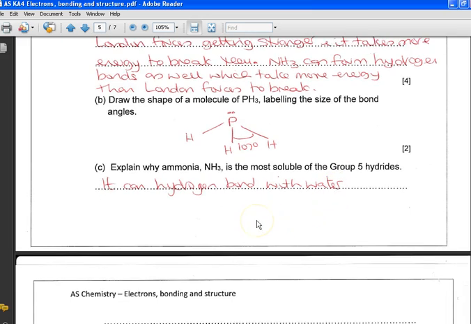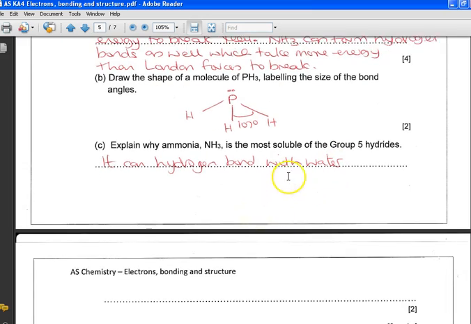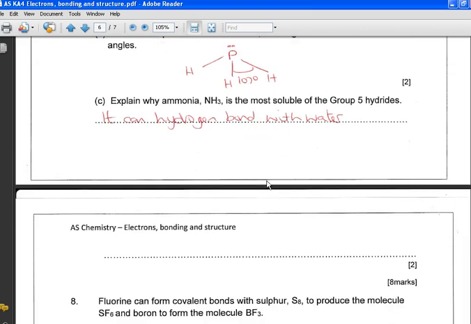Why is ammonia the most soluble of the group 5 hydrides? It can hydrogen bond with water. It's a straightforward answer there.